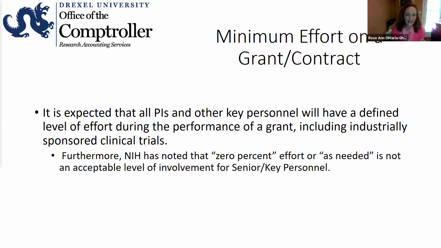And again, also, the NIH doesn't expect that you will have 0% on a grant if you're a PI or other key personnel or as needed. And Debbie talked about this earlier, the percent effort of everyone on your project really needs to be appropriate to the scope of work to be performed. And that is really reflected in your budget justification when you put your grants in.